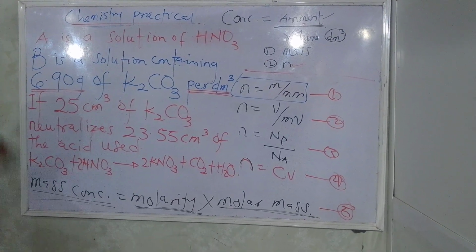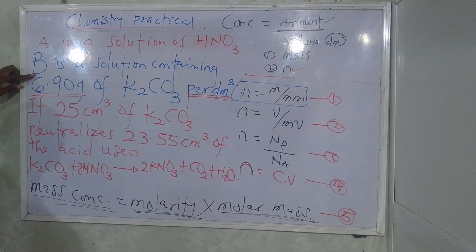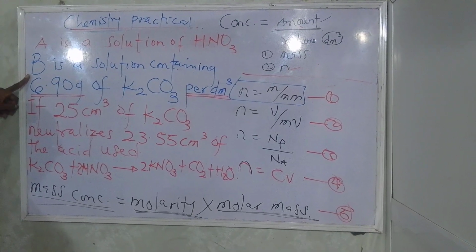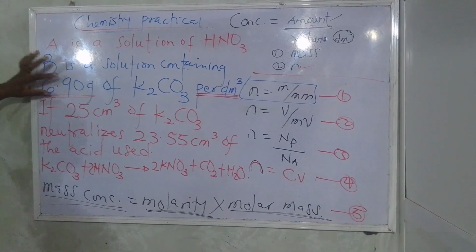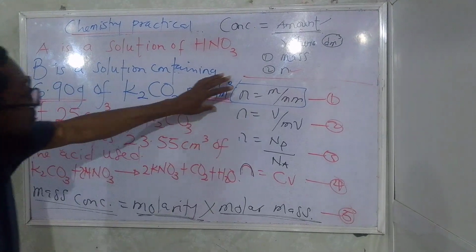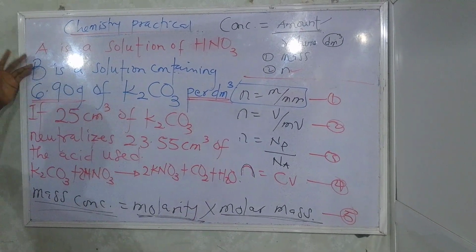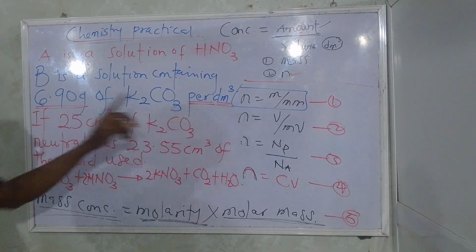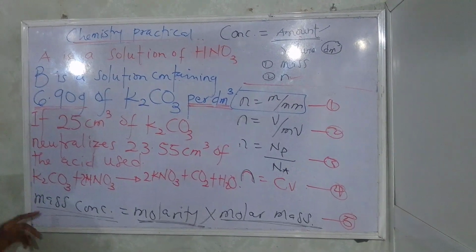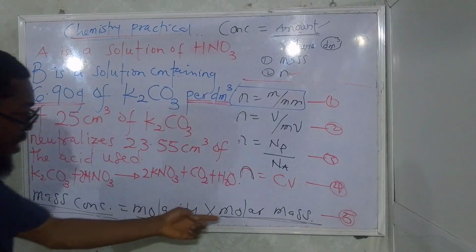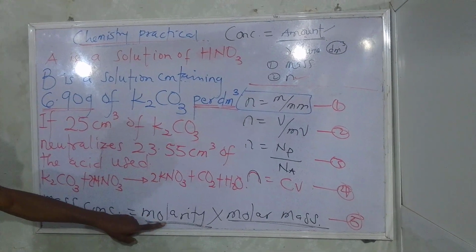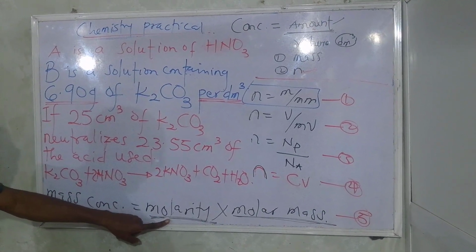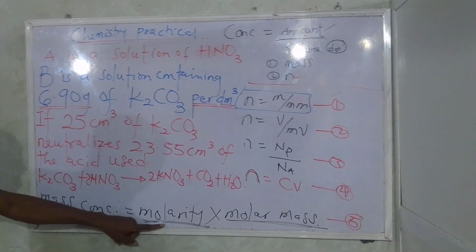From the information that we have been given about B, do you think it's difficult to calculate the concentration of solution B in mole per dm cube? No. Why? Because I already know the mass and the volume of solution B. So what can I get from those two pieces of information? The mass concentration of B. Mass concentration is molarity times molar mass. I told you that molarity is also called molar concentration. Molarity is also called concentration in mole per dm cube, right?